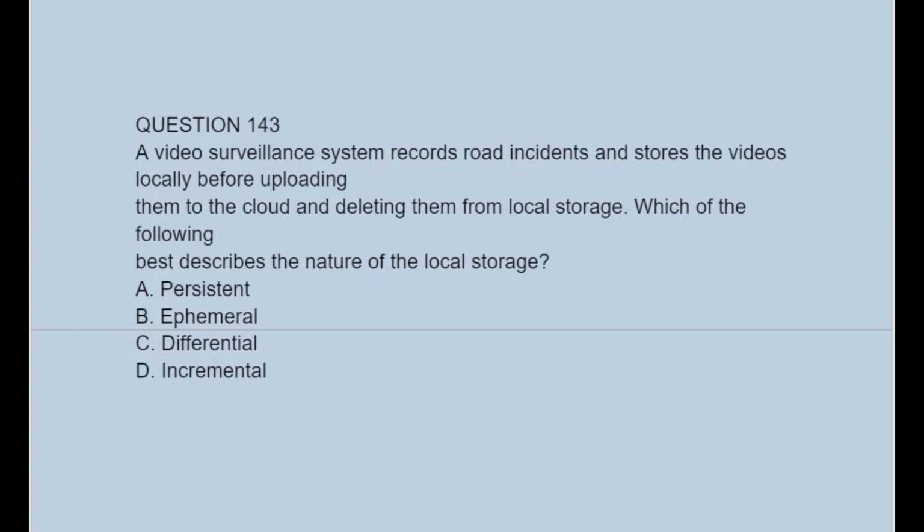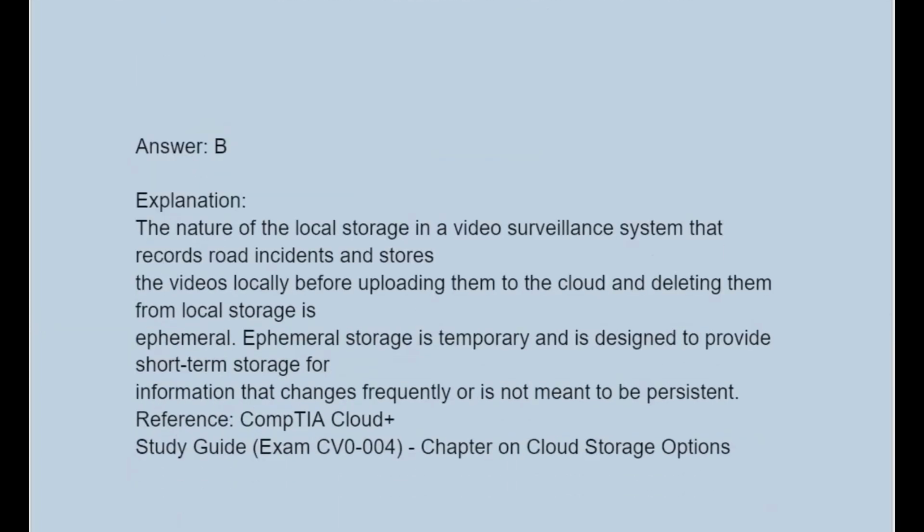Question is, a video surveillance system records road incidents and stores the videos locally before uploading them to the cloud and deleting them from local storage. Which of the following best describes the nature of the local storage? Option A. Persistent. Option B. Ephemeral. Option C. Differential. Option D. Incremental. Correct answer is option B.